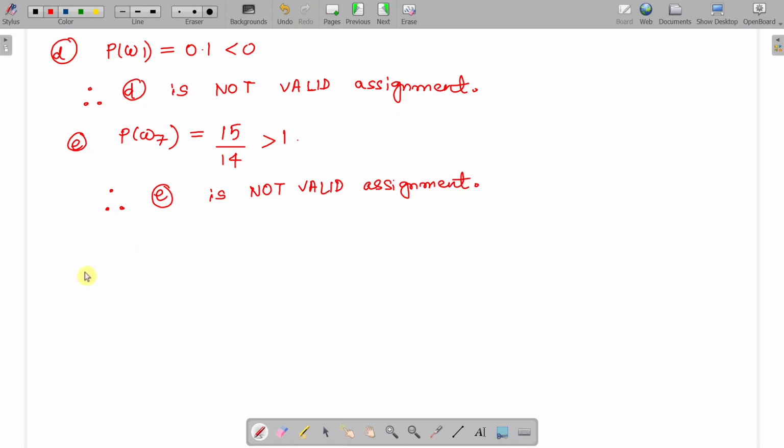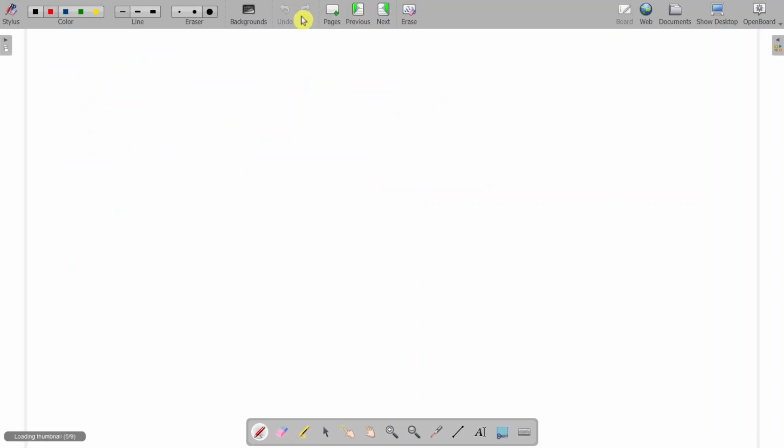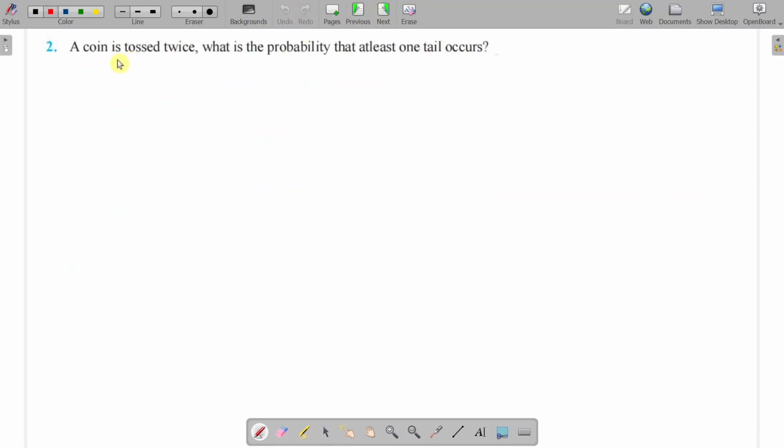Okay, now let us look at problem 2, which is here. A coin is tossed twice. What is the probability that at least one tail occurs? Okay, so what we have to do is, it is given that a coin is tossed twice. So let us look at the sample space first.